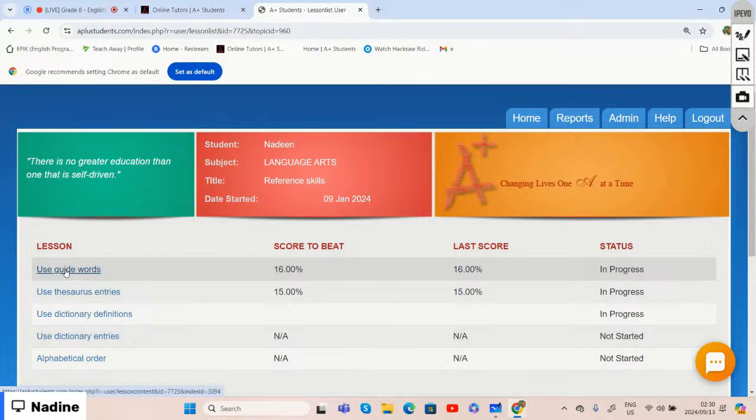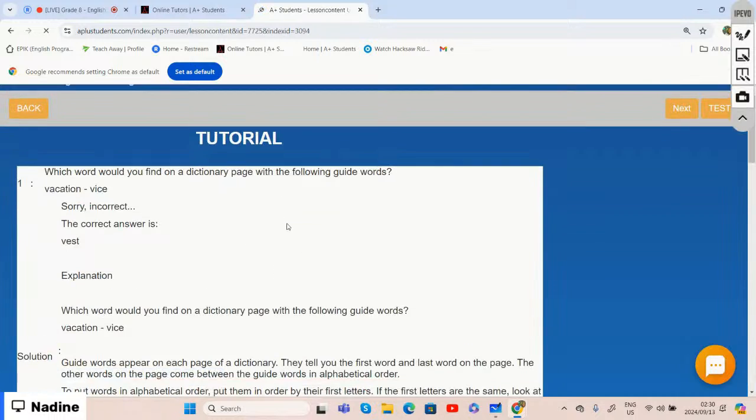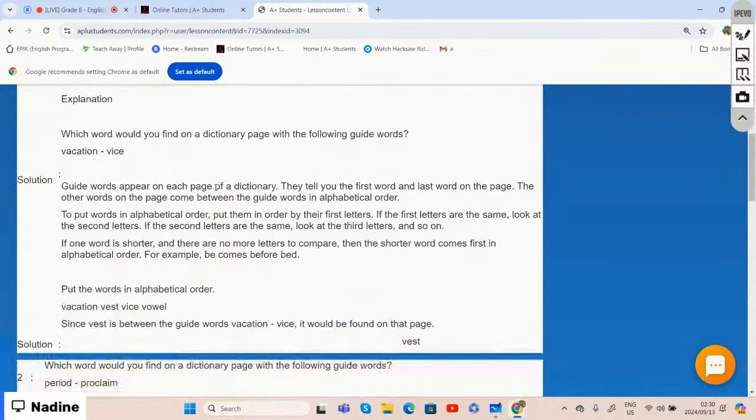All right, so once again, we're going to use guide words. And we said guide words are words that appear on each page of a dictionary, and they tell you the first word, they tell you the last word on the page, right? And every other word that comes between those guide words, we need to put that in alphabetical order. Actually, it is in alphabetical order.